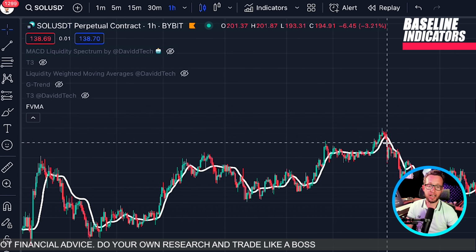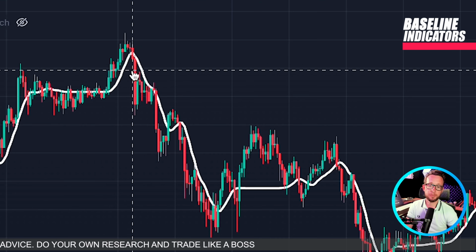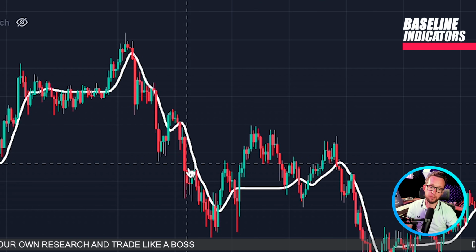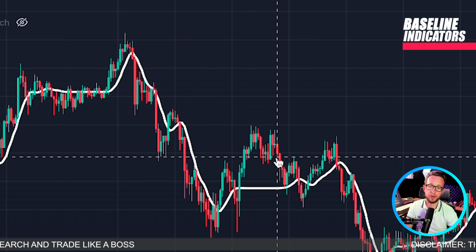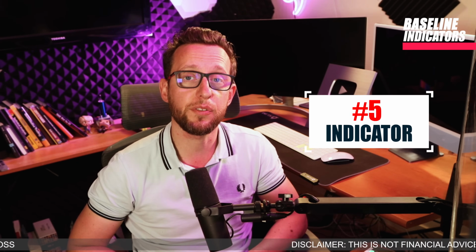As you can see, it hugs price. When price is below our baseline indicator, we're looking for shorts, and when it's above, we're looking for longs. So number 5 in my list for top baseline indicators is the FVMA.